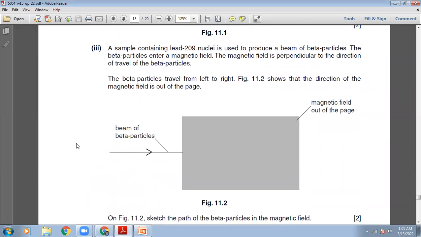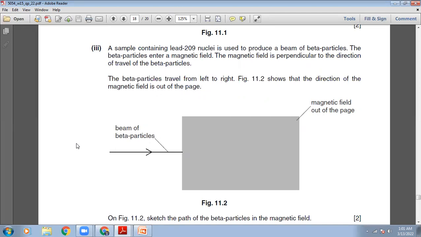A sample containing lead-209 nuclei is used to produce a beam of beta particles. The beta particles enter a magnetic field. The magnetic field is perpendicular to the direction of travel of the beta particles. The beta particles travel from left to right. Figure 11.2 shows that the direction of the magnetic field is out of the page. On figure 11.2, sketch the path of the beta particles in the magnetic field.